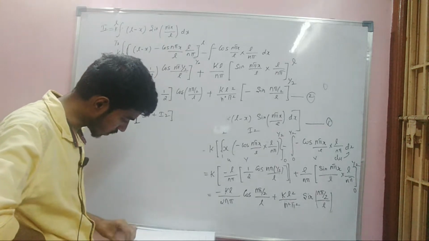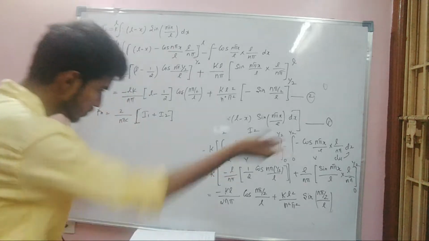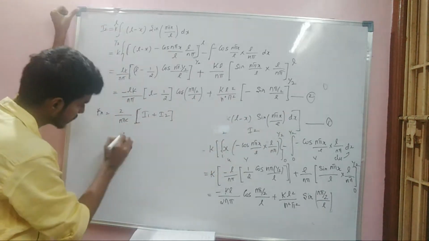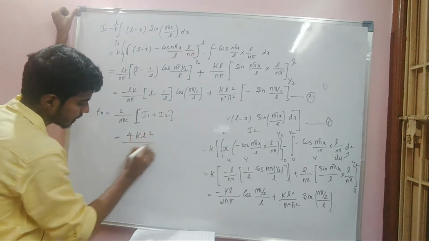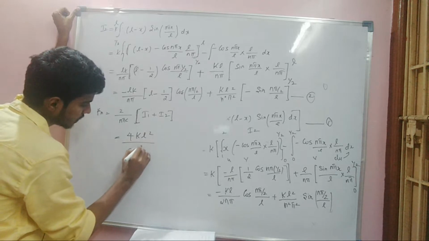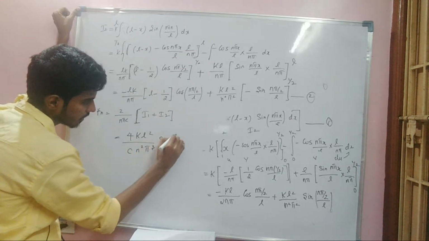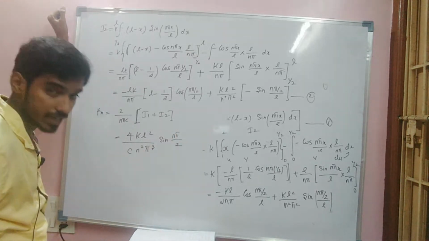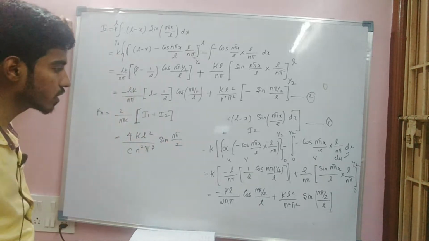You can just work out. I didn't work out this problem. So you just have to integrate this, right? If I simplify this I1 and I2, you will get the answer to be 4k L square by c n square pi cube sin n pi by 2. This is what you will get as the answer Fn, right? You can just work this out. You just have to add I1 and I2, right?